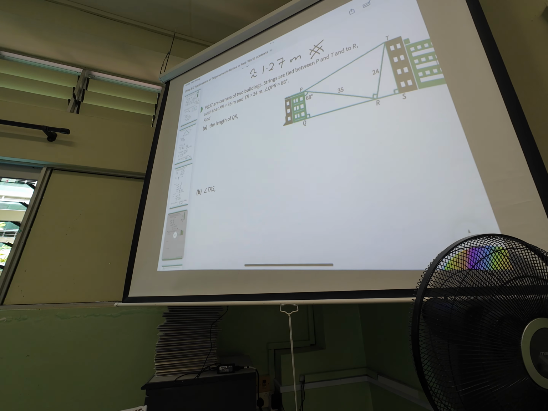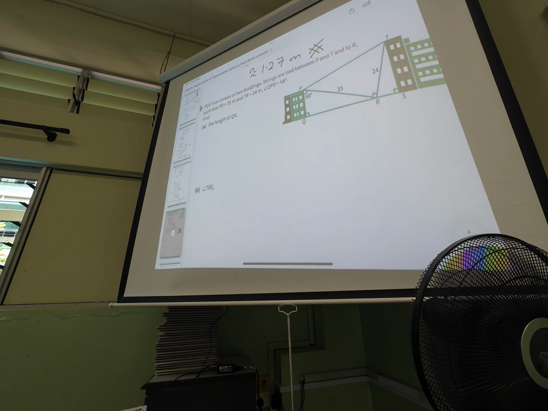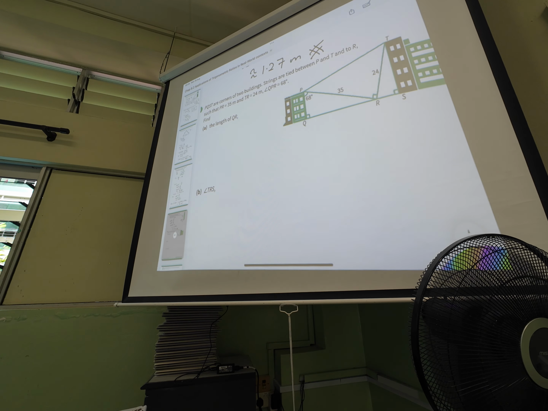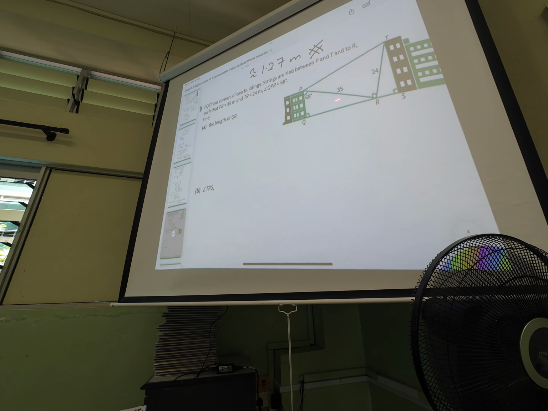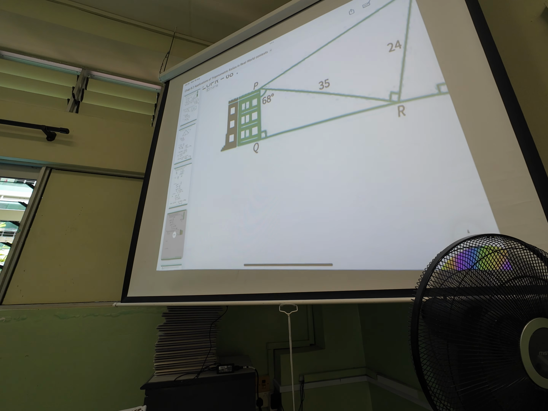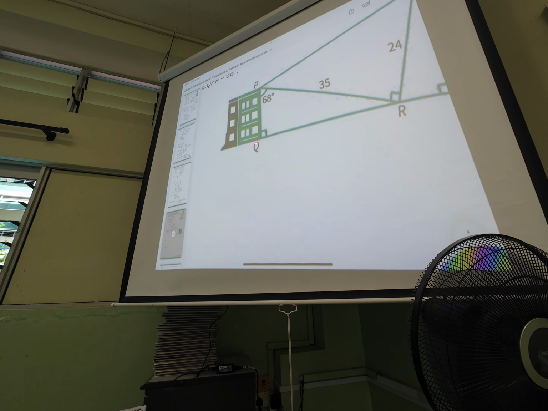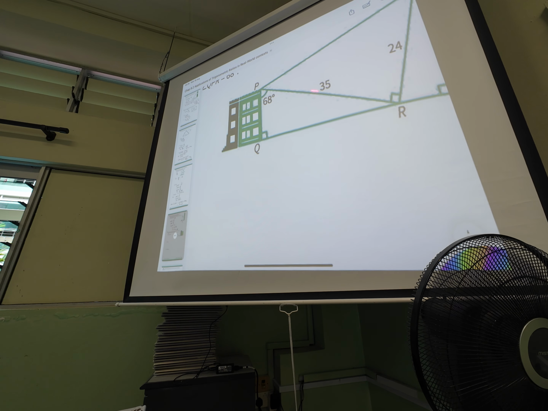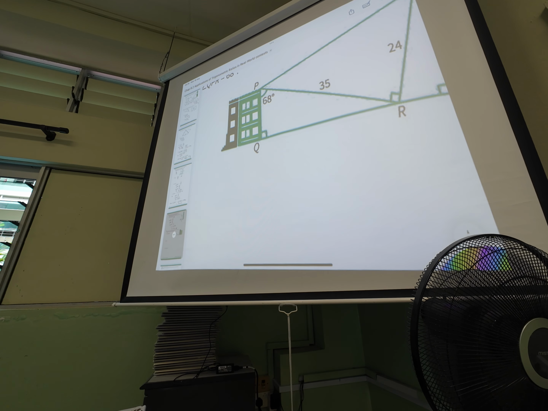Strings are tied between P and T and R. So these are strings. P to T, T to R. Find the length of QR. Okay? So first we try to find a right angle triangle. QR is part of this right angle triangle. Can you see PQR?